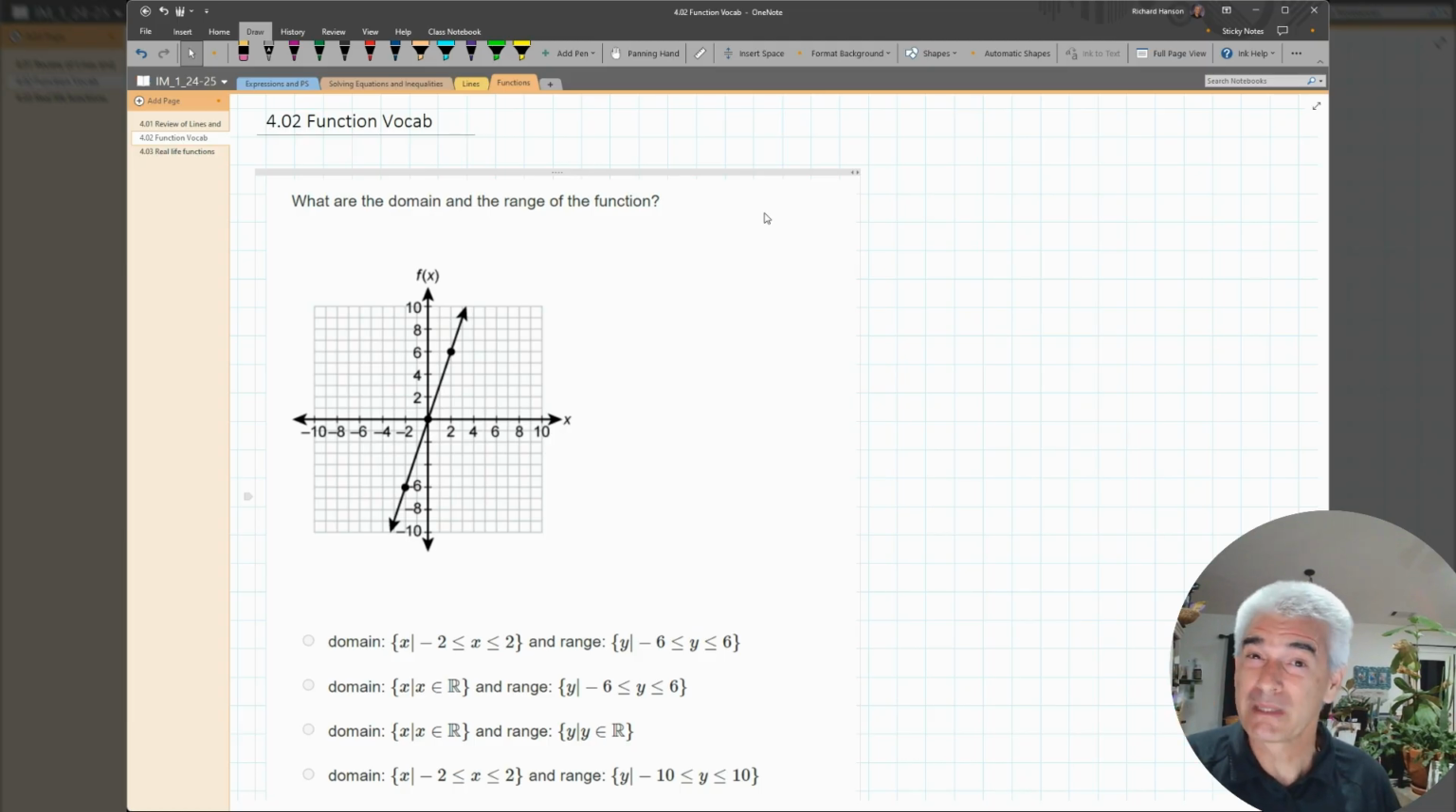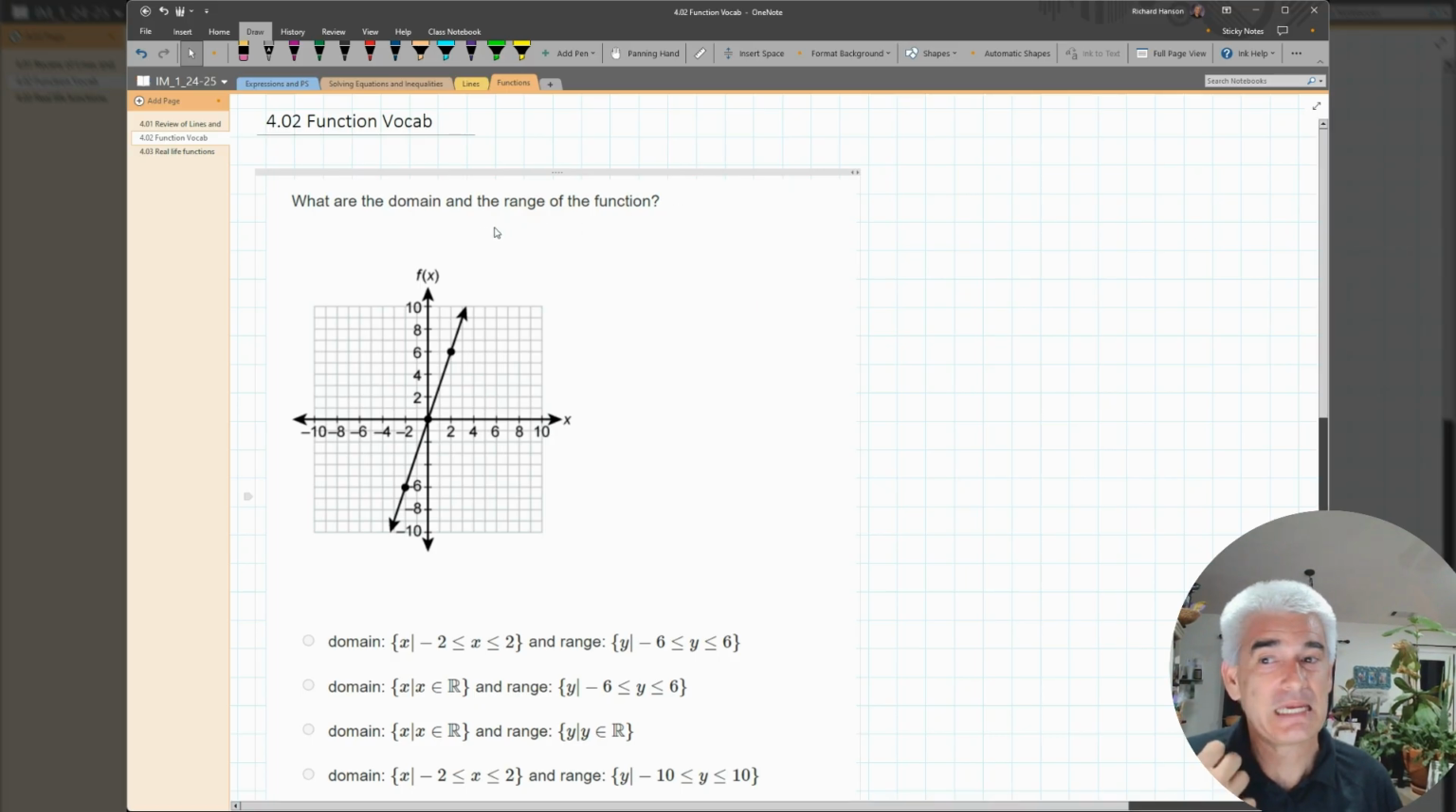domain, which normally is our x values. If you're thinking about how we had lines last unit, our x values were values that were in the domain, our y values were values in the range. So every value from the domain only is paired with one value from the range.